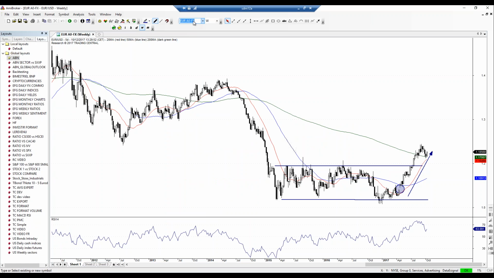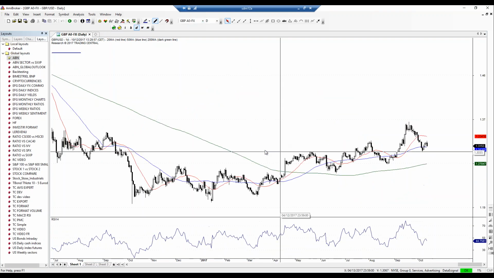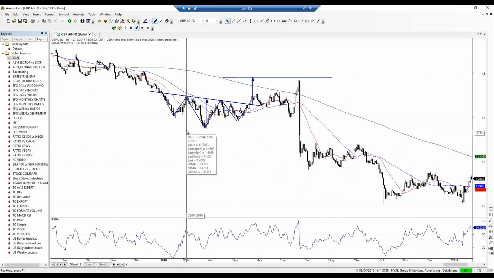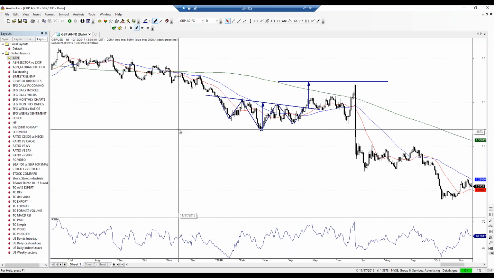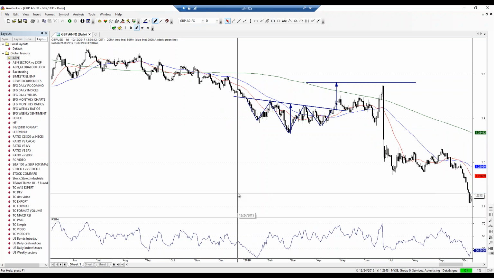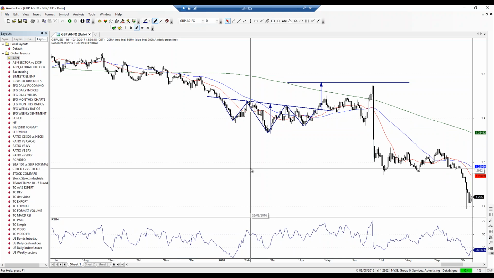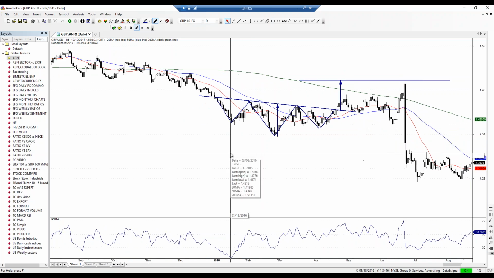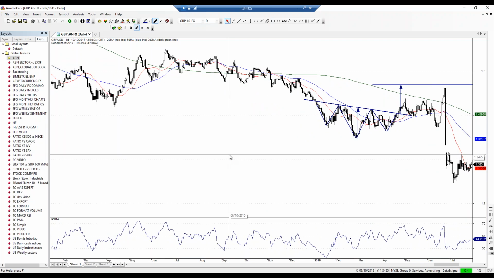So this was euro dollar. Let's have a look at the cable. This is a daily chart of the British pound against the dollar. And I wanted to show you this example. Why? Because what I wanted to show you is that sometimes the theoretical target of the pattern is enough. So you can see here the target, the pattern.